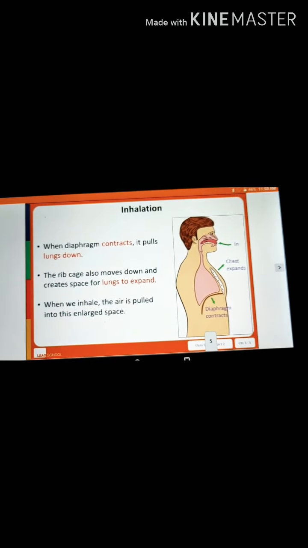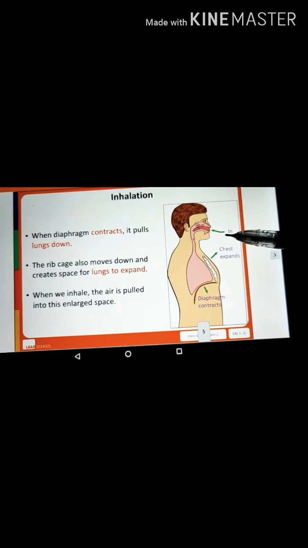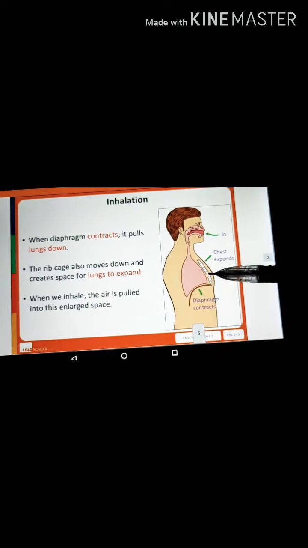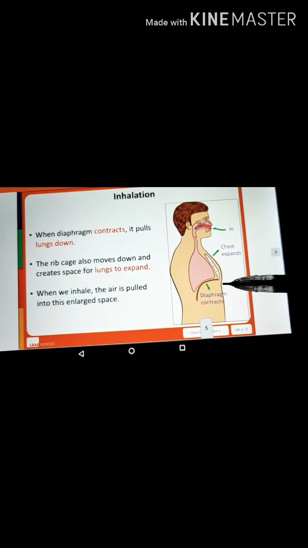Different organs help us in this process and together they form the respiratory system. So when we breathe in and breathe out, many organs help. As you can see in the diagram, from here we breathe in. This is the chest, where the chest expands, and this is the diaphragm.